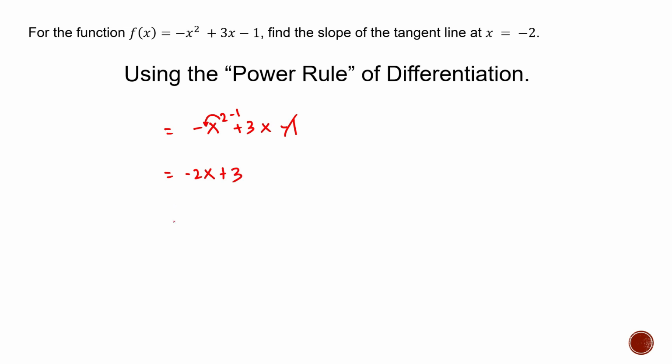Right? And then after that, substitute that negative 2 to x. 4 plus 3, which is equal to 7. Right? Of course, your teacher will also teach this one and maybe will give more details.